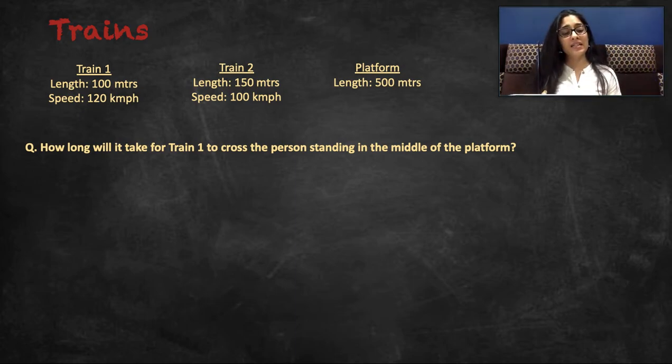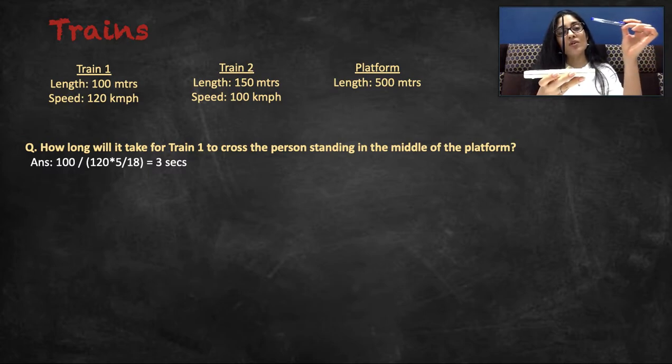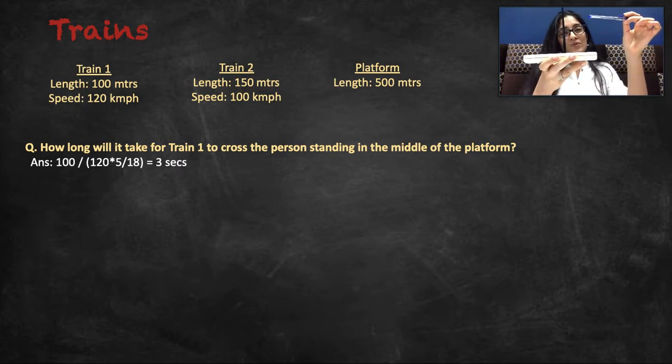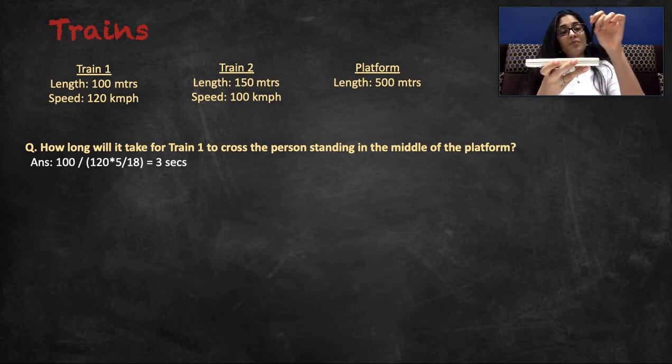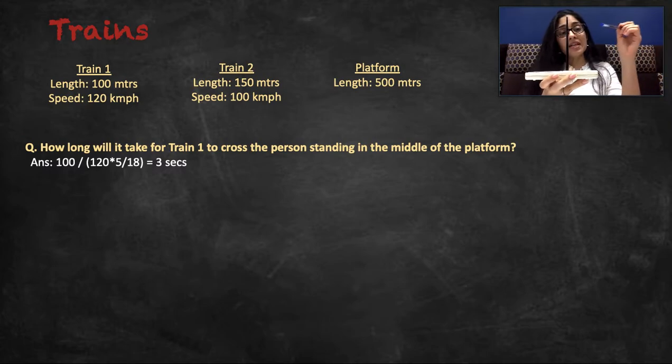Now we know time taken is distance upon speed. Distance will be nothing but the length of train 1. Speed is again going to be the speed of train 1. So 100 upon 120 into 5 by 18. If you remember to convert into meter per second as we did in the first lecture, that is going to give you 3 seconds. So 3 seconds for train 1 to pass this person. Even if the person would have been standing in the beginning of the platform, end of the platform, or the center of the platform, time taken for train 1 to cross this person will not change.